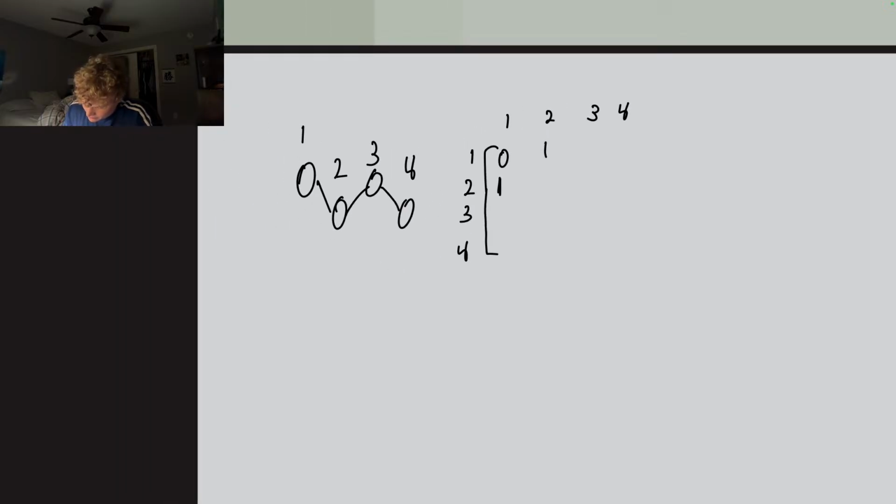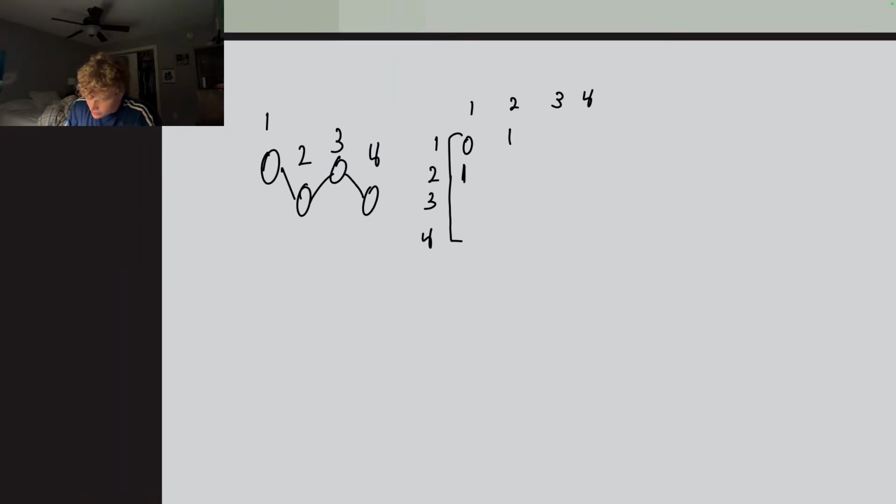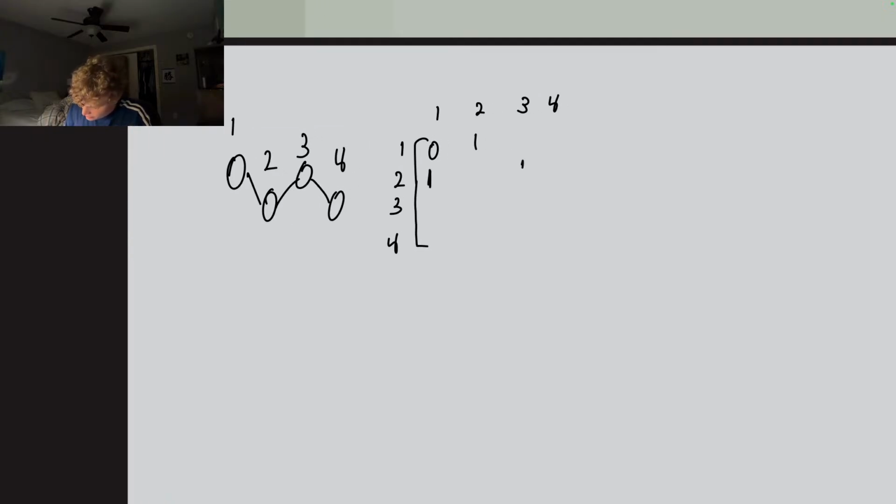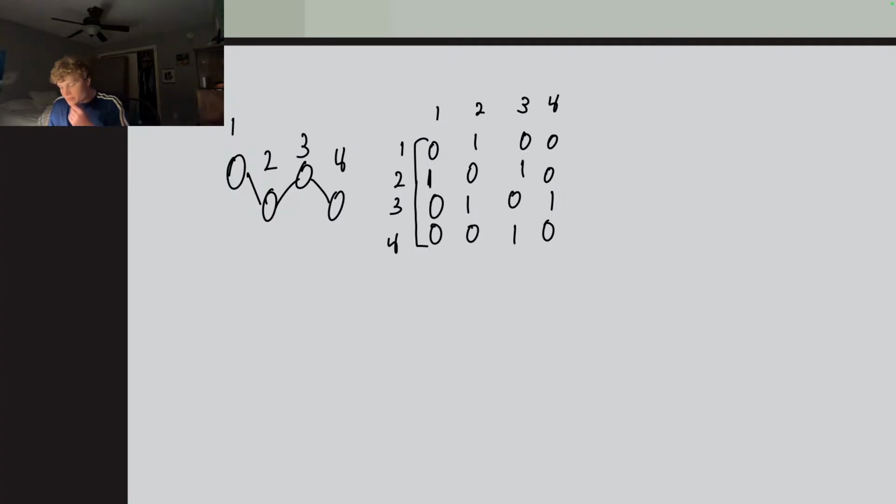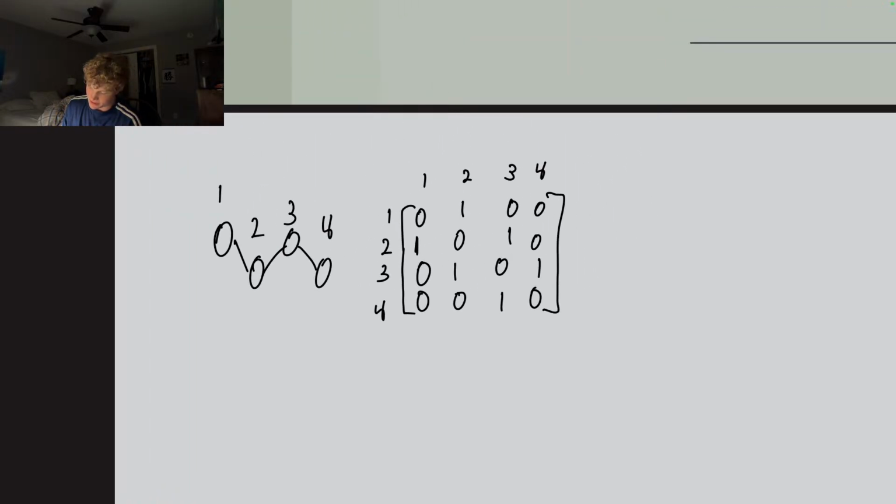So we have 1 there, and we can follow that kind of pattern. So 2 connects to 3, and 3 connects to 2. We have a 0 here, 0 here, 0 here. And same thing, 4 connects to 3 and 3 connects to 4. And so we kind of get the following pattern, and we have an adjacency matrix, correct? And so this is our adjacency matrix.